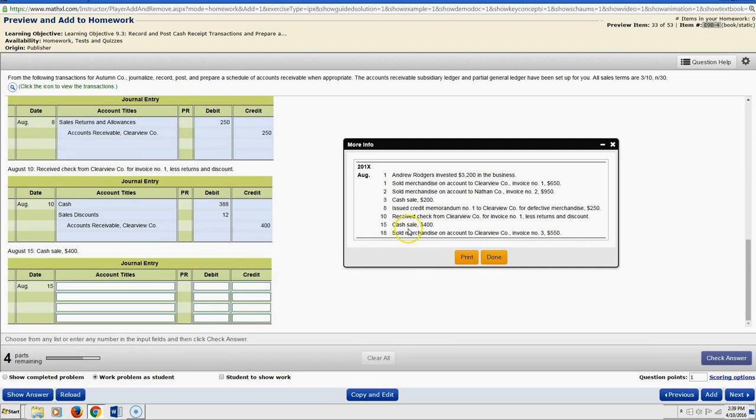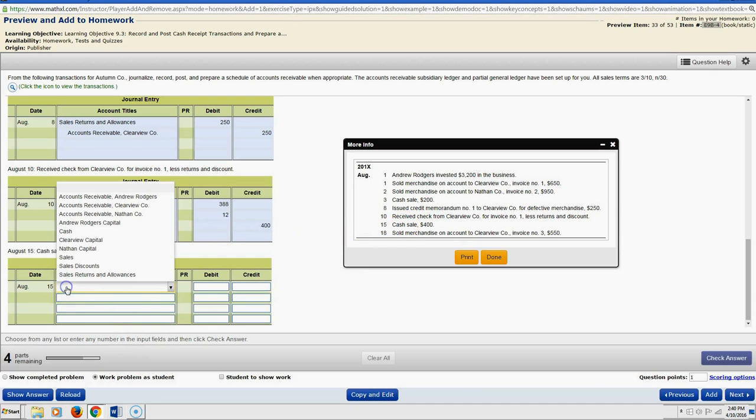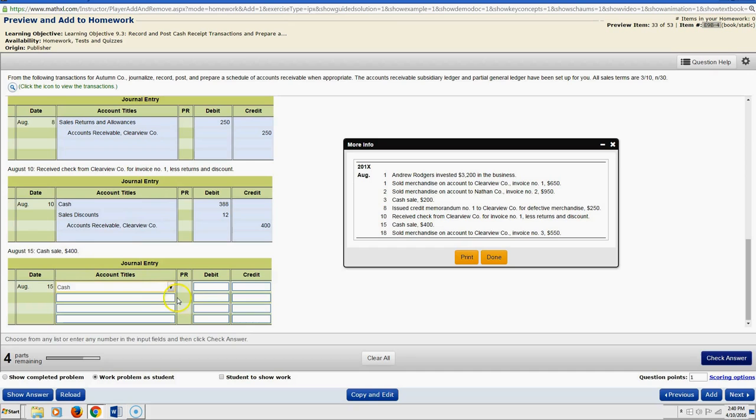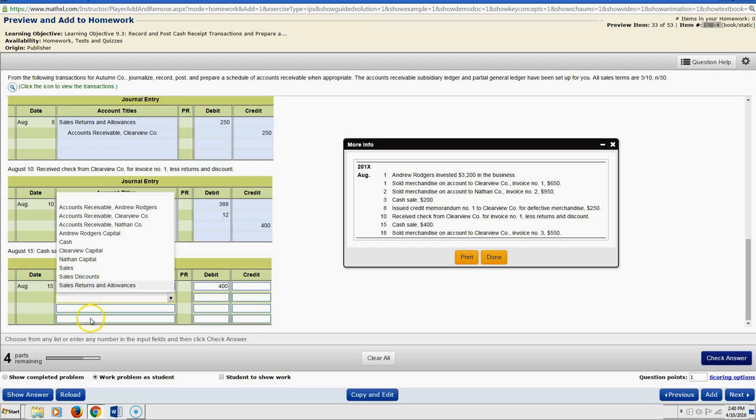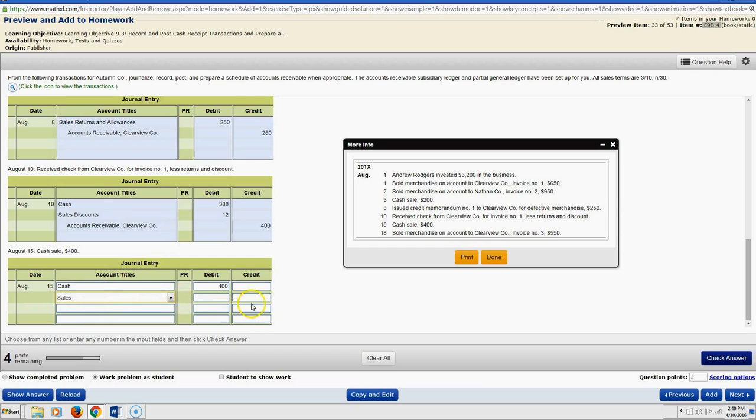Where are we now? We're almost done. Cash sale 400. Okay, so now we're down here. Again, am I right? Cash sale 400. So that's a direct debit to cash, $400. It's not a credit sale, no discounts involved. There could be a return down the road, in which case we'd have to refund the money. So we'd credit the sales account for the $400. And I think we're good with that one.